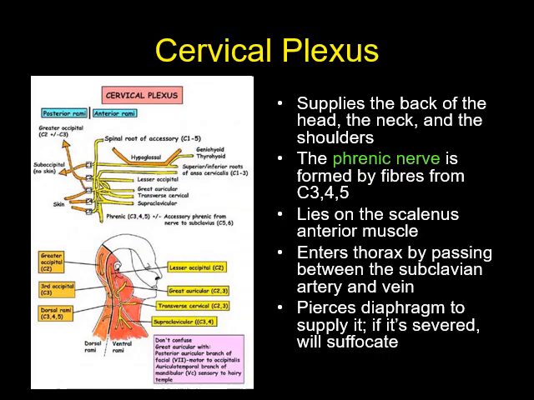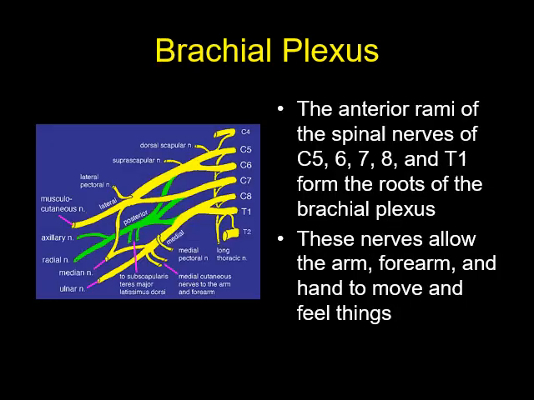And finally, we have the cervical plexus, which supplies the back of the head, the neck, and the shoulders. And we've talked about this in the previous diagram. The phrenic nerve is formed by fibers from C3 through C5, lies on the scalenus anterior muscle, and enters the thorax by passing between the subclavian artery and vein and pierces the diaphragm to supply it so it can contract and mediate breathing. If the phrenic nerve is severed, we will suffocate. So if someone breaks their neck, they can die by suffocation.